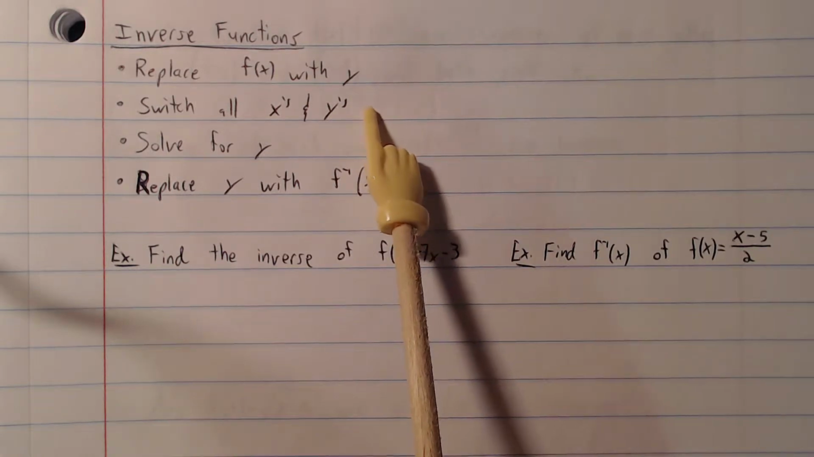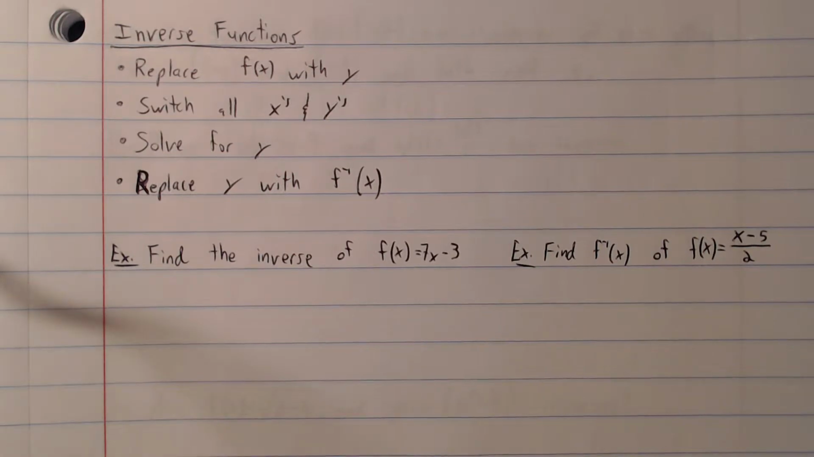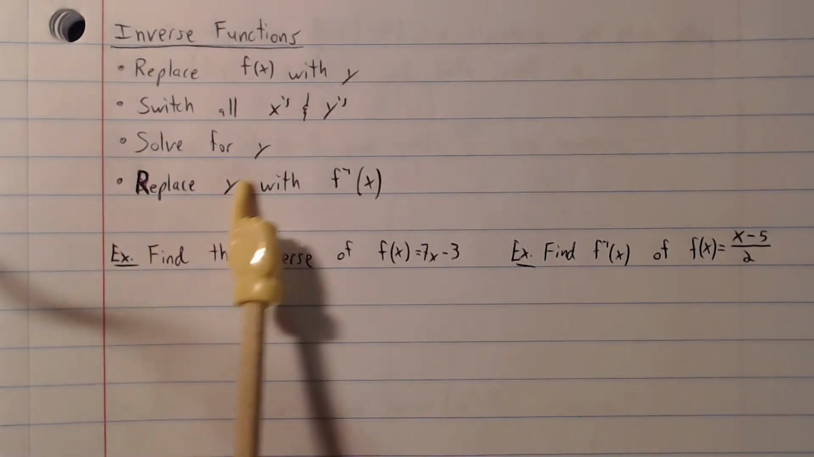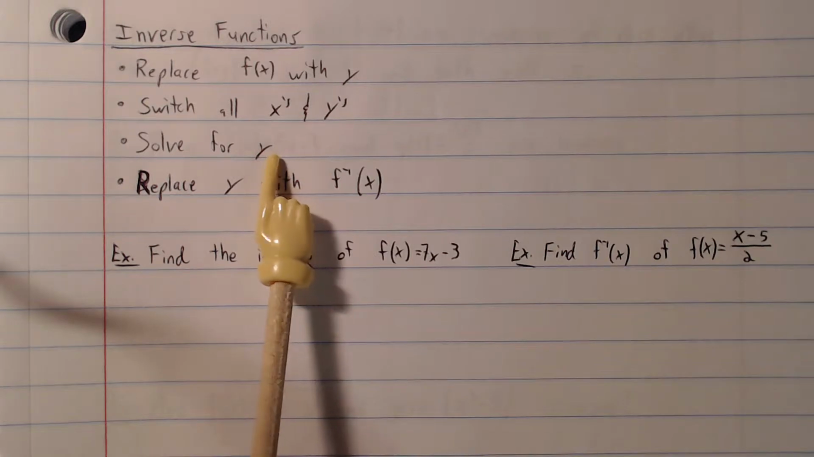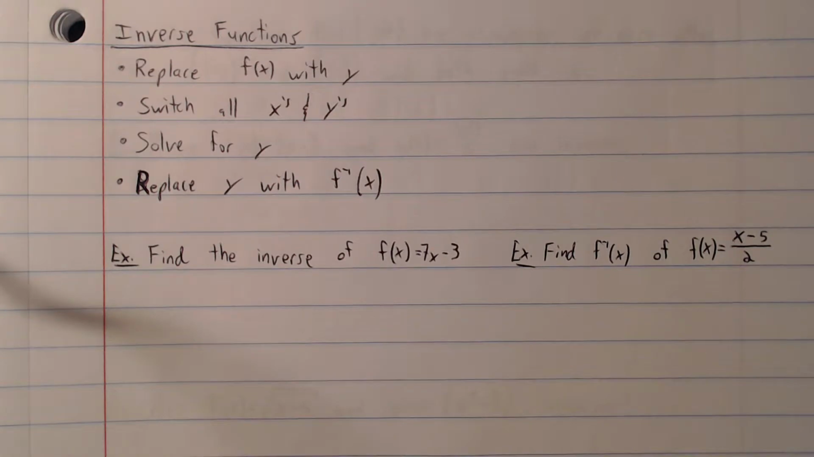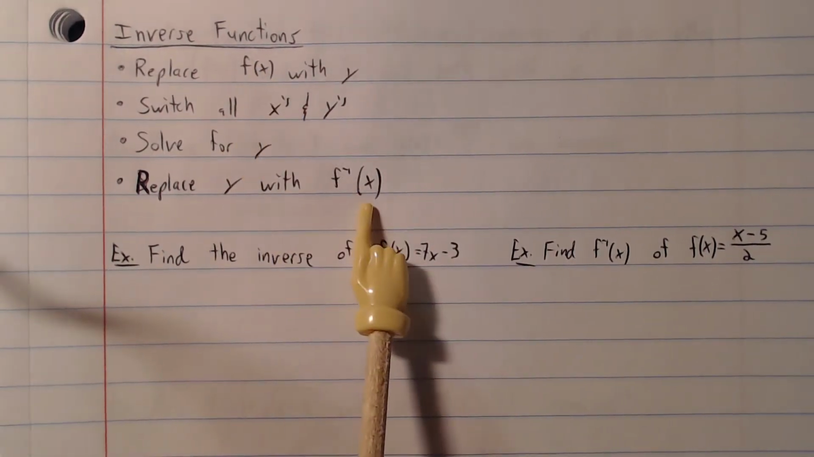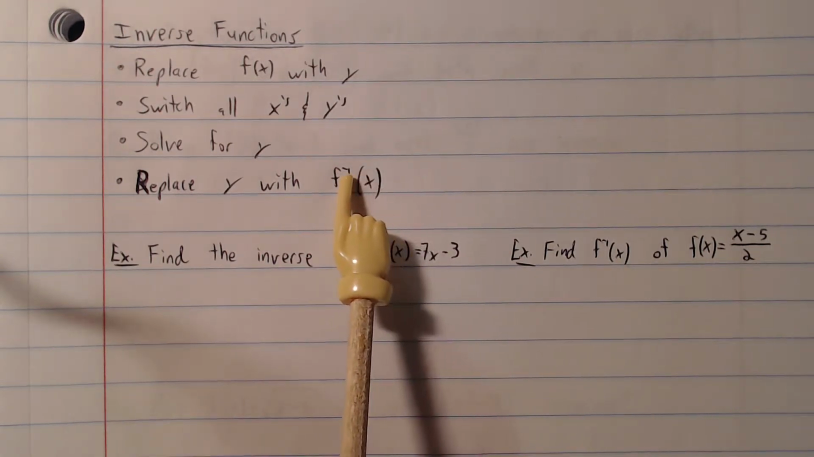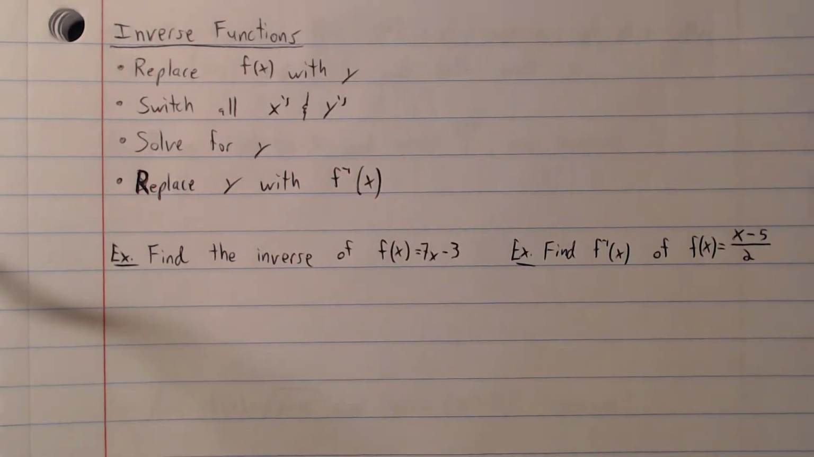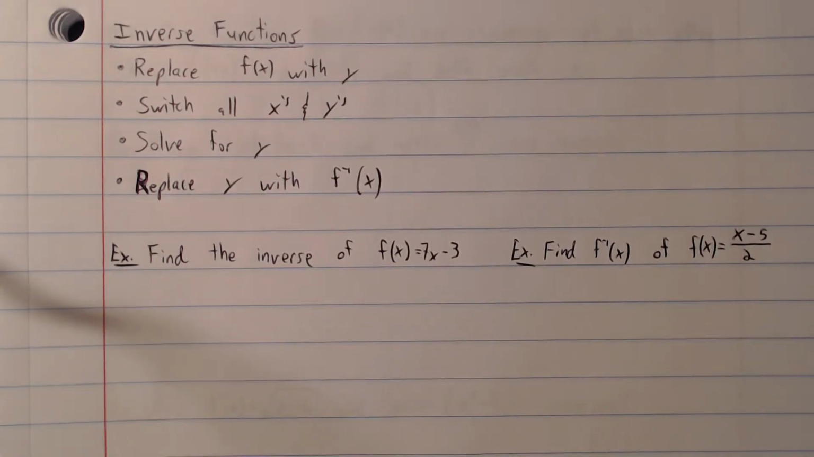Our second step is we're going to replace all of our x's and our y's. So if we have multiple x's in a problem, we're going to end up with multiple y's, and vice versa. Then we're going to start solving for y. There's only going to be one y that we have to solve for anyway. And once we get y by itself, we're going to replace it with f inverse of x, because we started with f of x, and we want to end up with the inverse. We denote inverse with that little -1. Okay, so let's do that process out real quick.